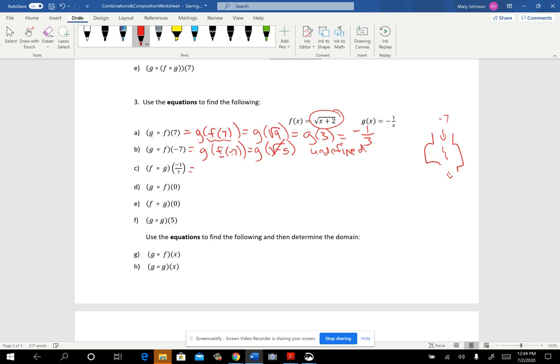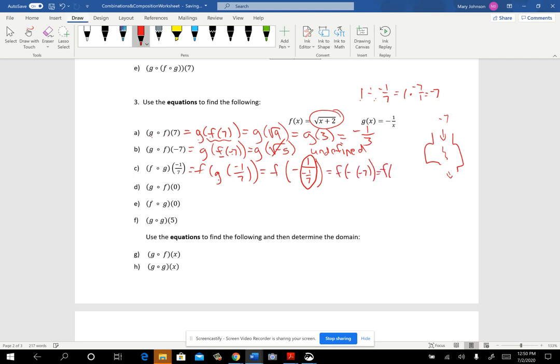F of, this flipped around now. This is F of G of negative 1/7. So let's see what happens there. We start with G and we put in a negative 1/7 into G. So G says do negative 1 over your input. And then that's 1 divided by negative 1/7. Let me do a little sub problem over here. That would equal 1 times, keep, change, flip, negative 7 over 1. So this part right here would be a negative 7.